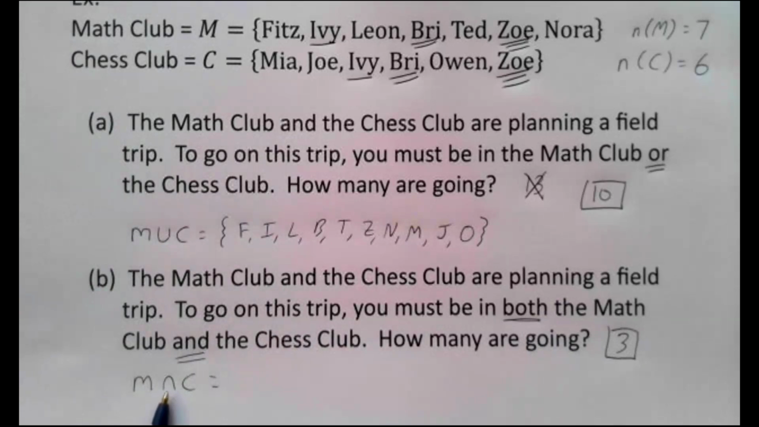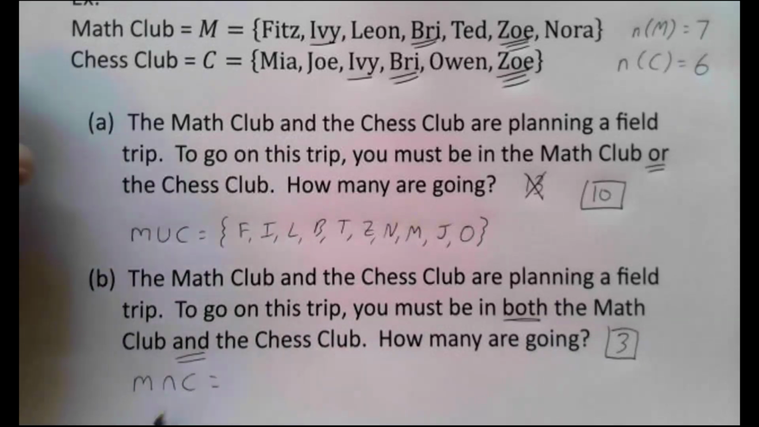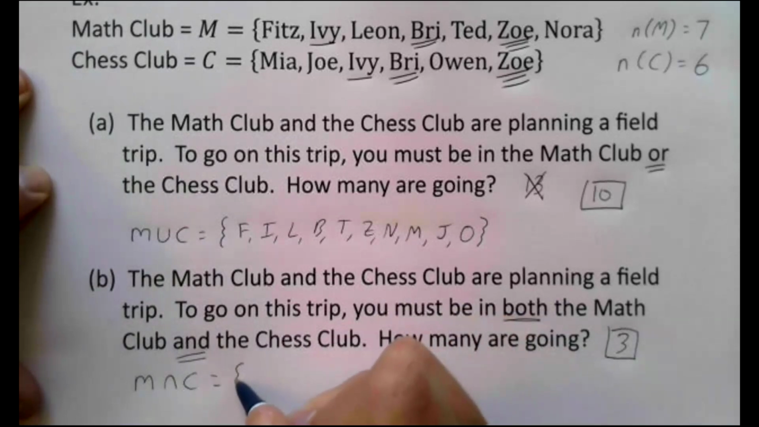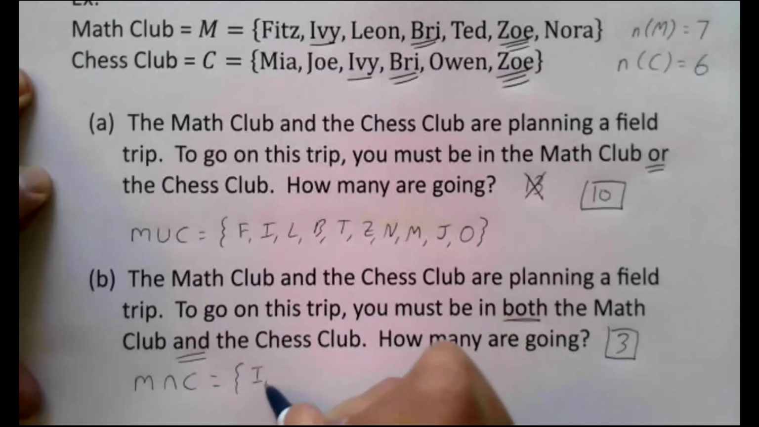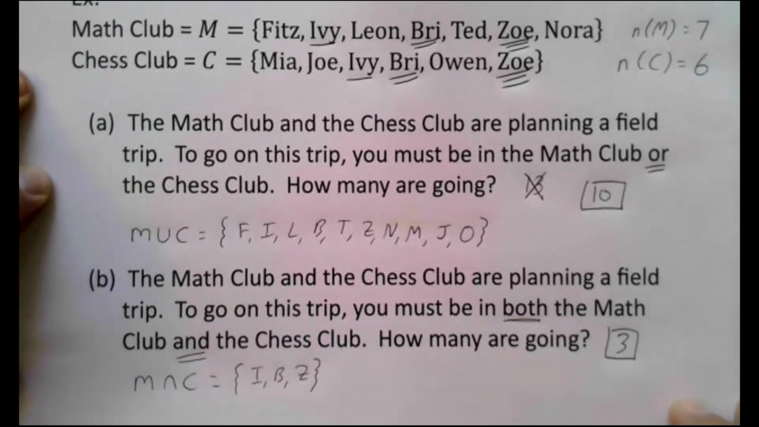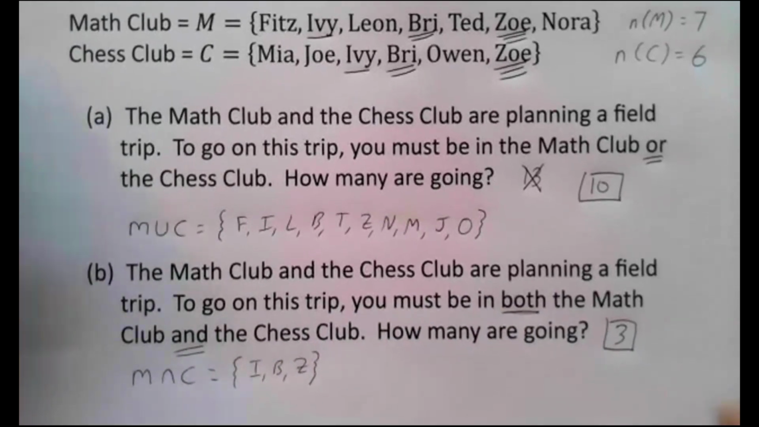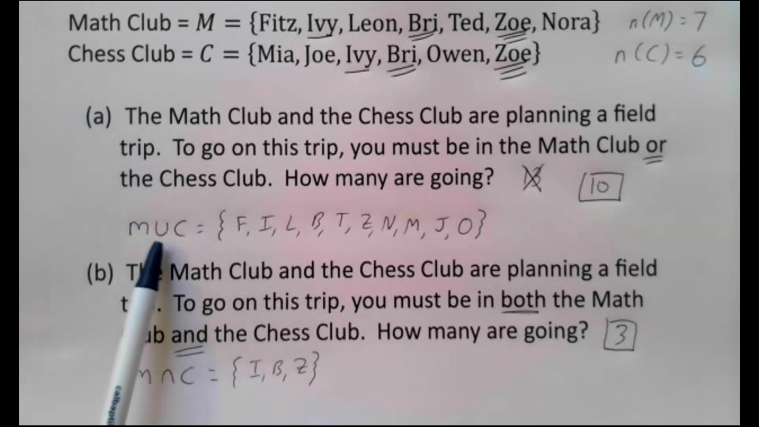That means intersection. To get into the intersection, you have to be in both. And so that would just be Ivy, Bree, and Zoe. Those are the only 3 people that are in both clubs at the same time. And so what we're describing down here in part B is the intersection of the 2 sets. What we were describing in part A was the union of the 2 sets.